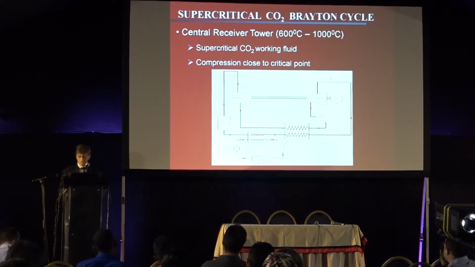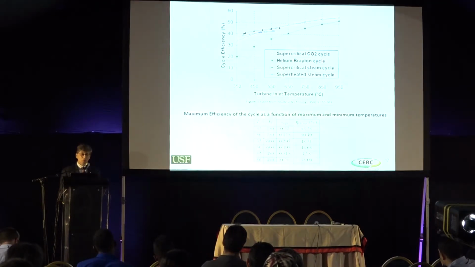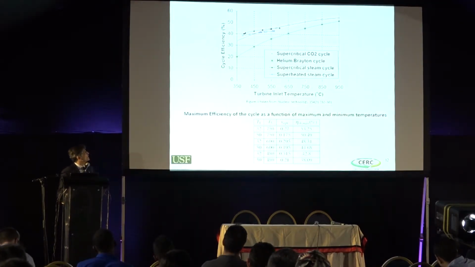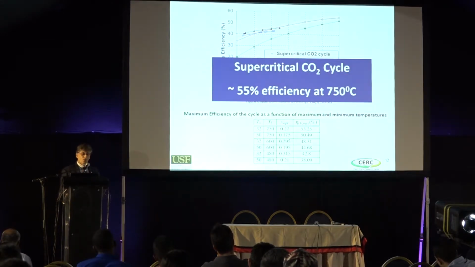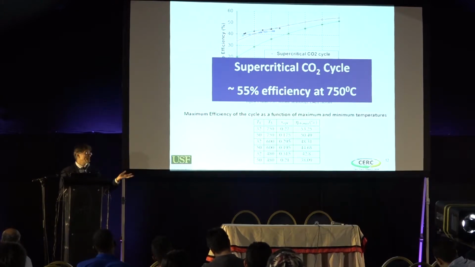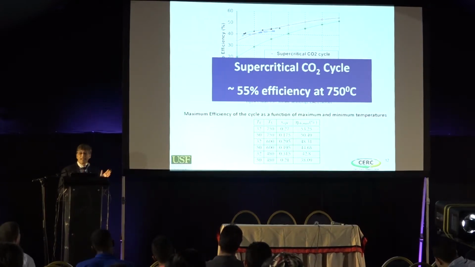So with that, if you calculate the efficiencies, obviously you cannot see this graph, but what it is that with supercritical CO2 cycle, at about 750 degrees C, you can get an efficiency of about 55%. That compared to about 30% that we are getting now with the steam cycle, that's a huge increase. And that's only at 750 degrees C.